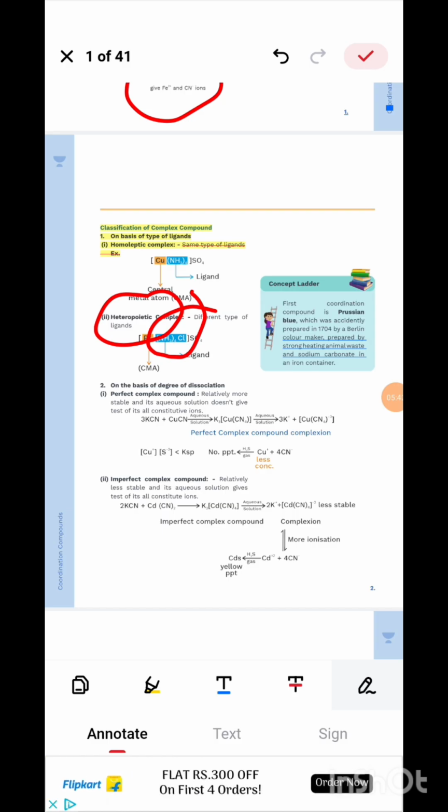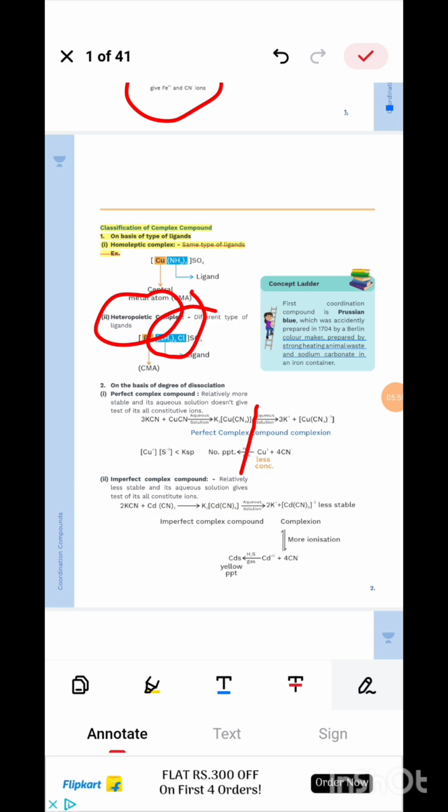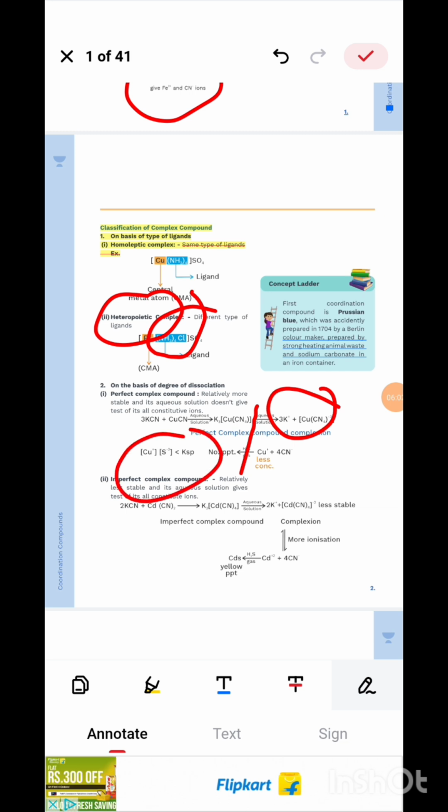On the basis of degree of dissociation, complex compounds are divided into perfect and imperfect complex compounds. Perfect complex compounds are relatively more stable, and in aqueous solution they do not give the test of constituent ions; perfect complex compounds are always stable, while imperfect complex compounds give the test if you dissolve them in aqueous solution. You can classify on this basis of degree of dissociation. I think it is not mentioned in NCERT, but you should know about it.